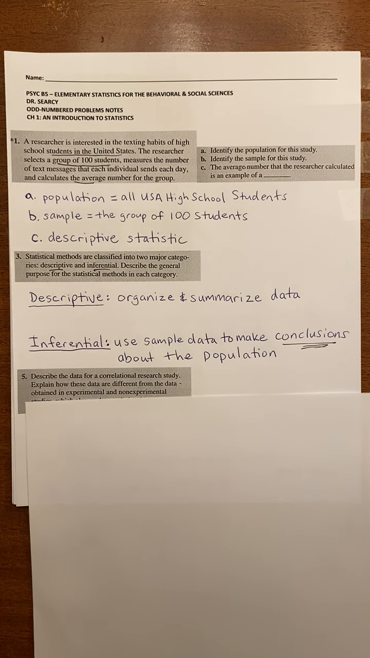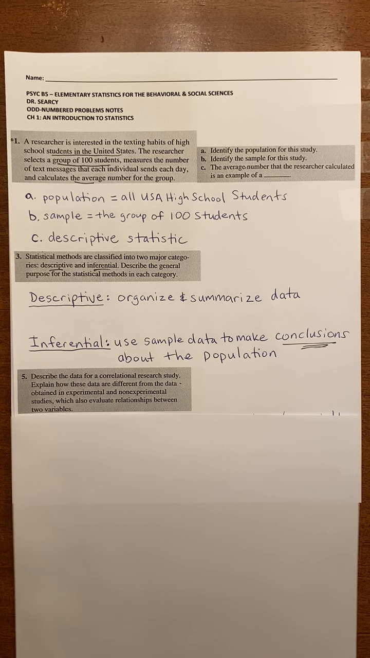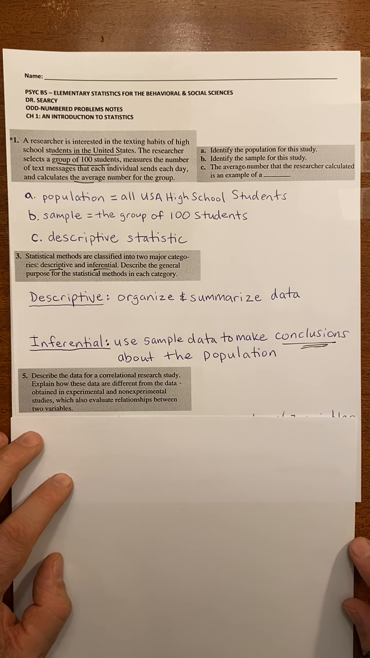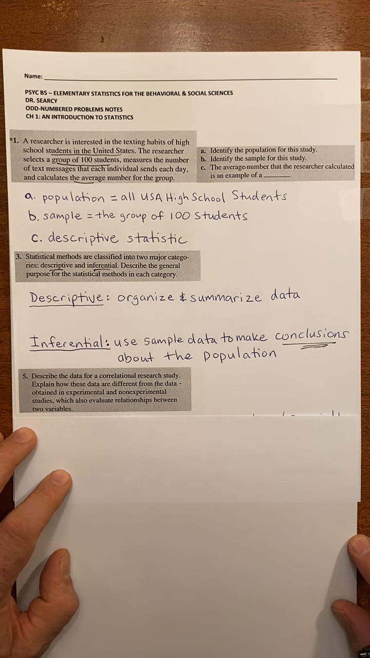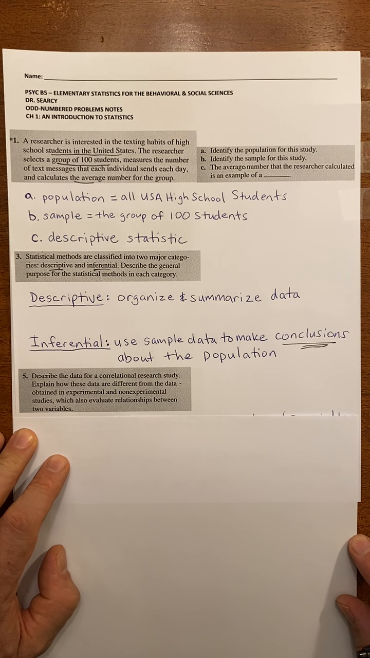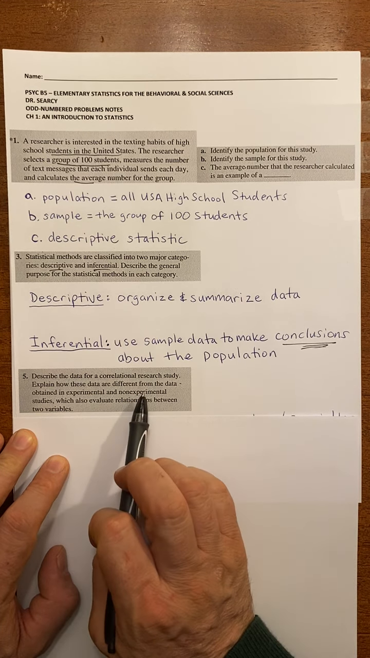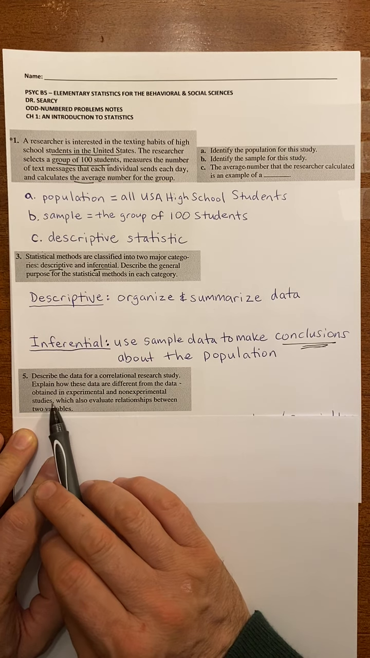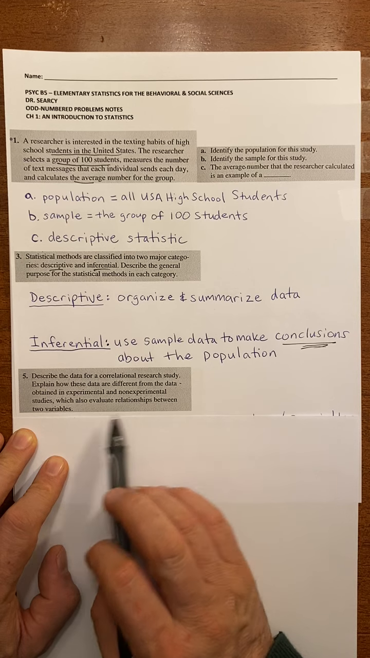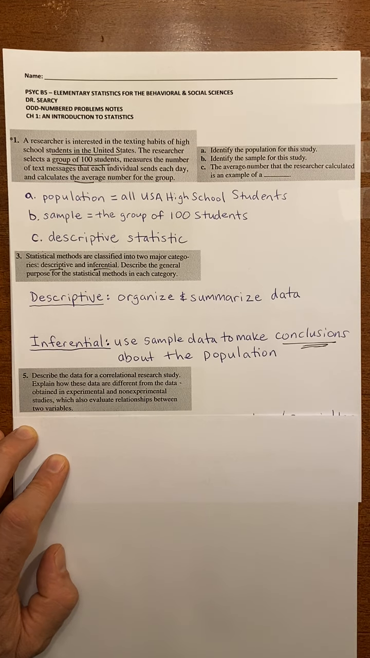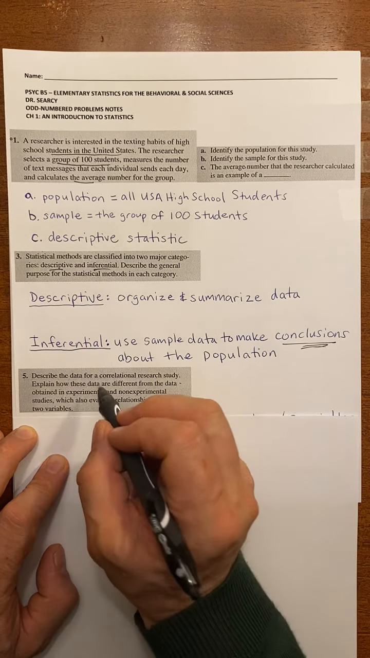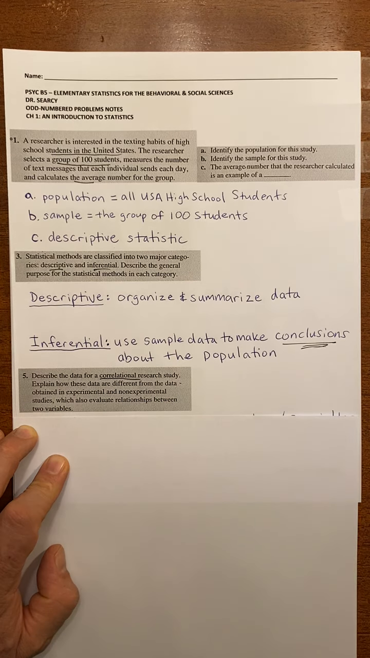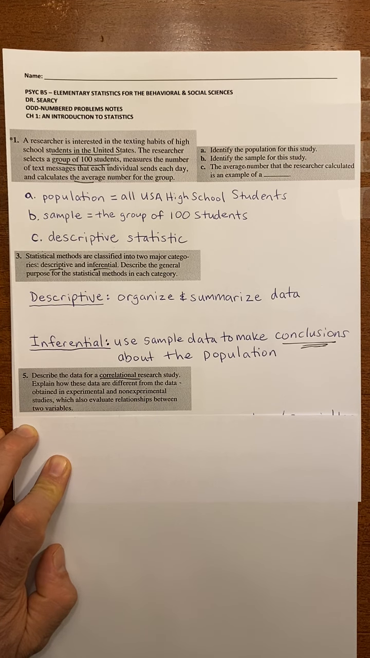So then we can go ahead and move on to question number 5, which says, describe the data for a correlational research study. Explain how these data are different from the data obtained in an experimental and non-experimental study, which also evaluate relationships between 2 variables. Okay, so remember in the correlation, we defined it as where a researcher is measuring whether 2 variables are related to each other.